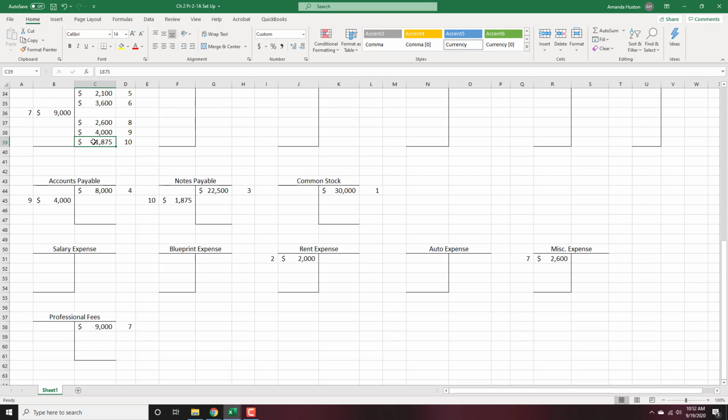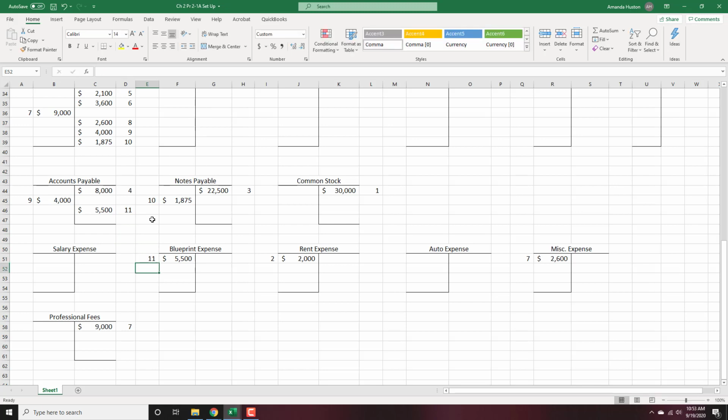Now it says we received an invoice for a blueprint service due in February. So nothing happened to cash. Now we have a blueprint service that we owe, so this is blueprint expense. That's $5,500 to the expense item. And the opposite of that would be accounts payable, because we're going to owe this later. $5,500 to accounts payable. This is journal entry number 11.